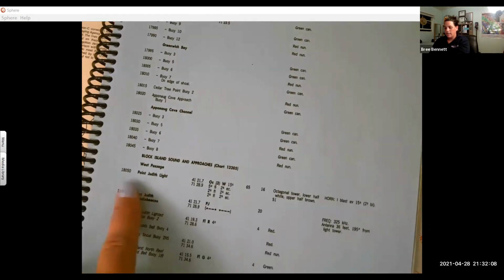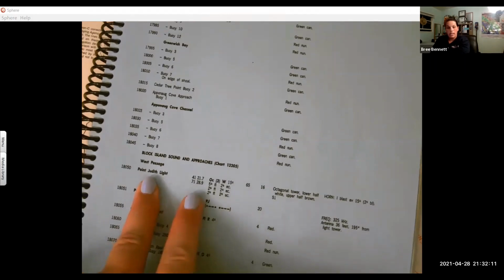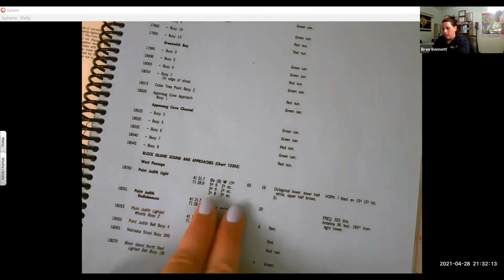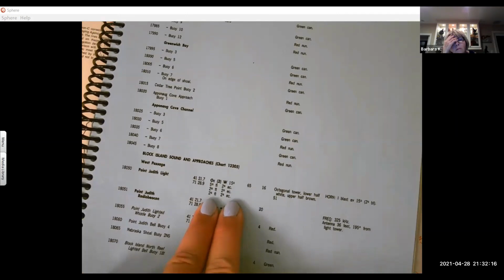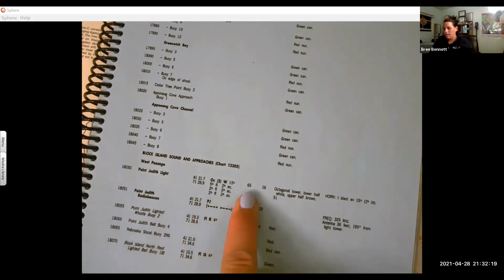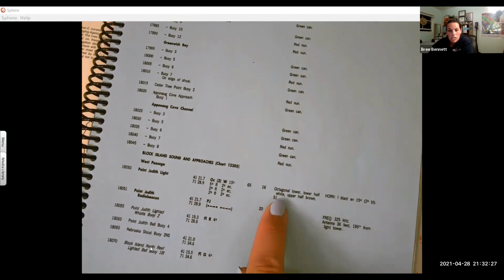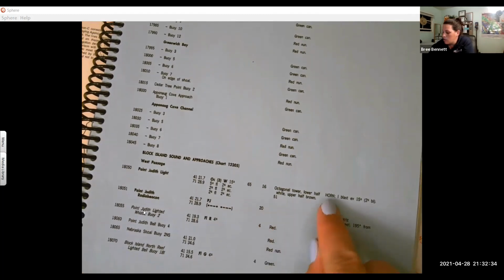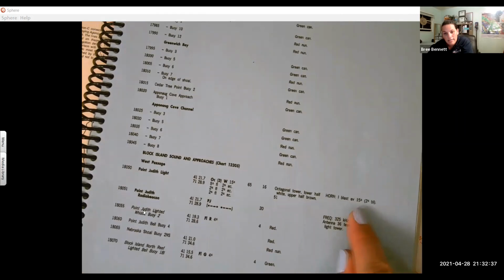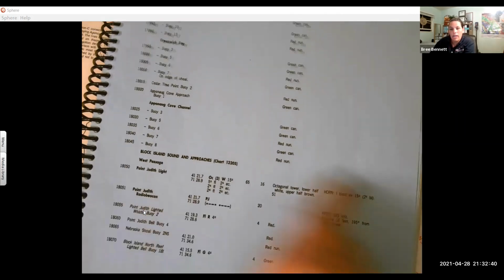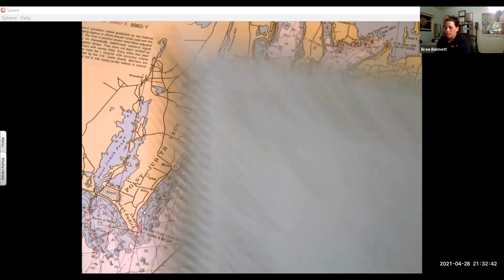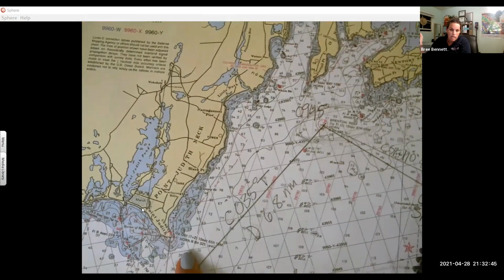in the light list. It gives us Point Judith light with a latitude and longitude. It gives us the light characteristics. It tells us the height, that's 65 feet. Nominal range is 16. It's an octagonal tower. Lower half is white, upper half is brown. It also has a horn with a blast every 15 seconds. So it gives us that extra information that wasn't just on the chart itself.